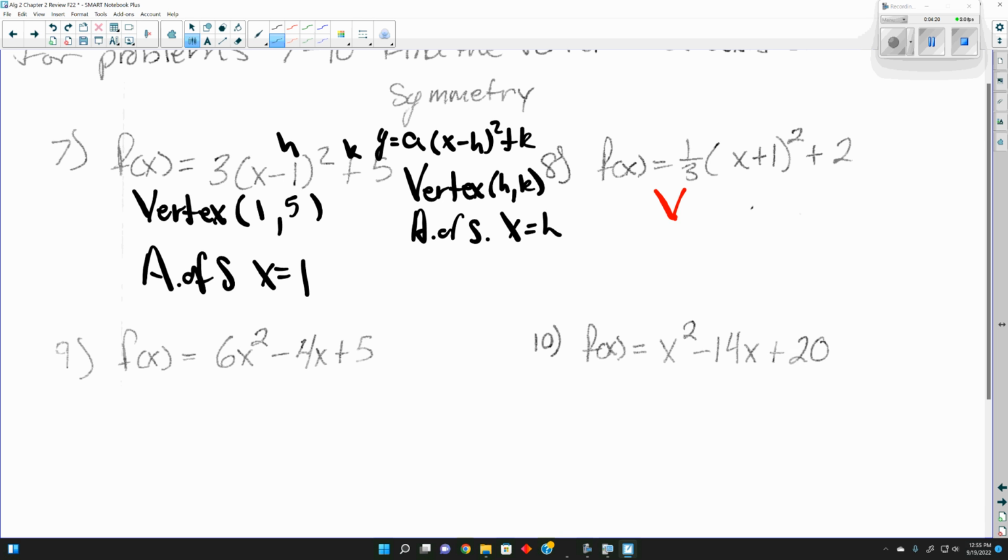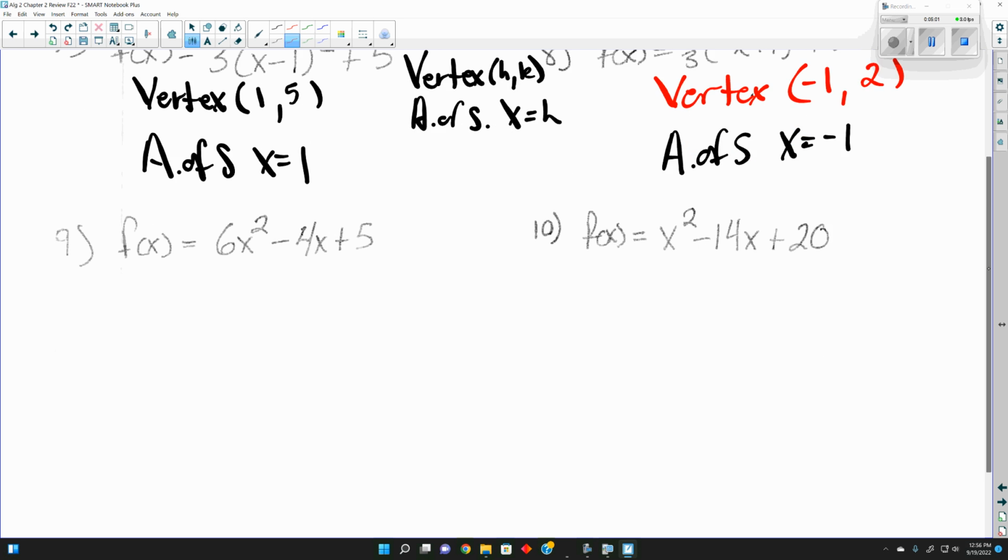Now for number 8, the vertex is our (h, k) still. This one's going to be (-1, 2), because inside the parentheses we have +1. And now the axis of symmetry, we already have the vertex. Axis of symmetry, x is equal to -1. Any questions on any of this here?